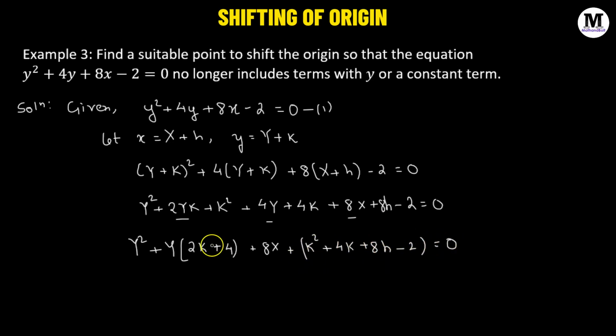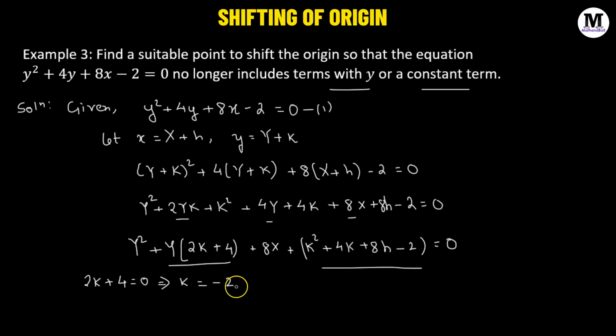So this is a quadratic equation in y. Now here we have to show that the new transform equation does not contain any terms with y and the constant term. So that means it should not contain this particular term y times 2k plus 4, and also it should not contain this constant term. So in order for the second term which contains y to go to 0, all we have to do is let 2k plus 4 equal 0. So solving for k, we get the k value as negative 2.